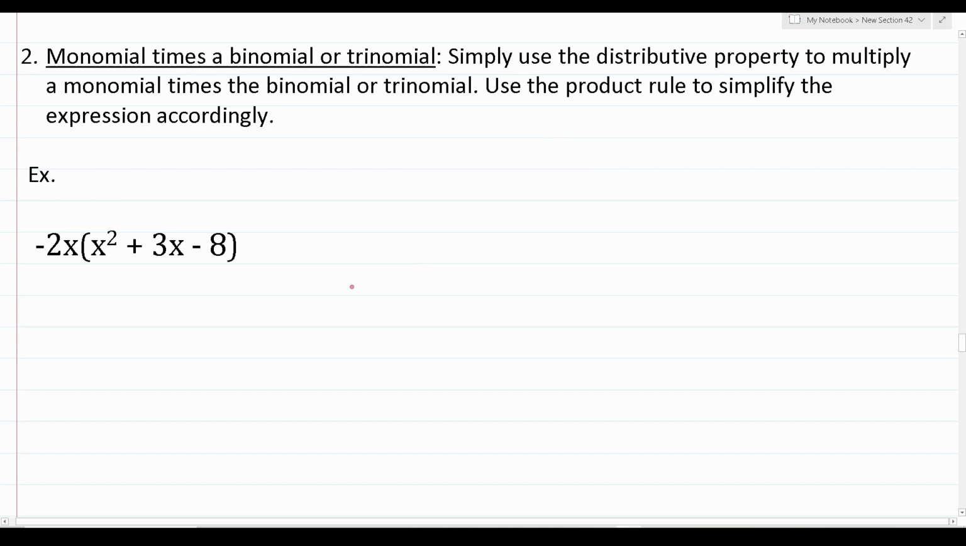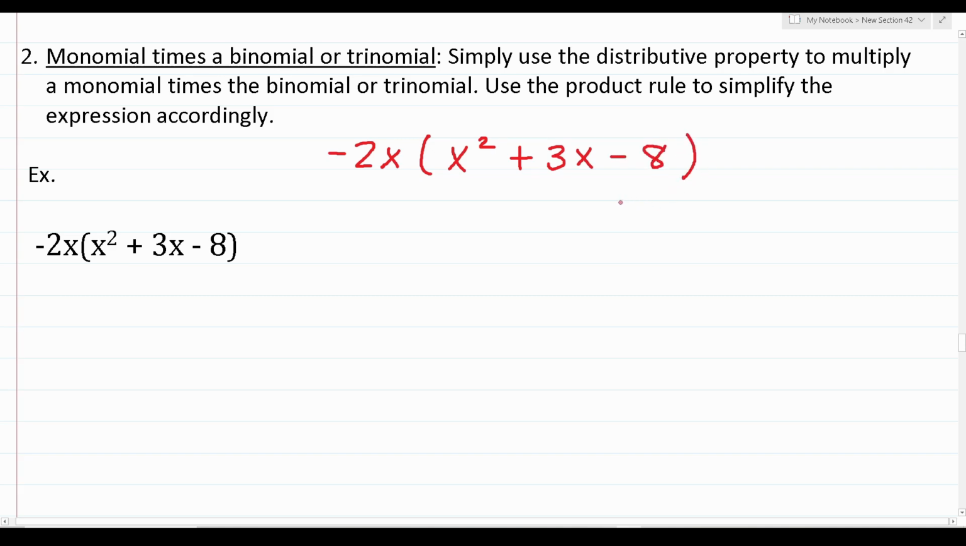Let me just point this out. In this case, the term that's outside the parentheses is a monomial since there's only one term, whereas what's inside the parentheses is a trinomial since there are three terms. Again, there's one here, and one here. So let me start this one by writing it off to the side. We have negative 2x times x squared plus 3x minus 8.